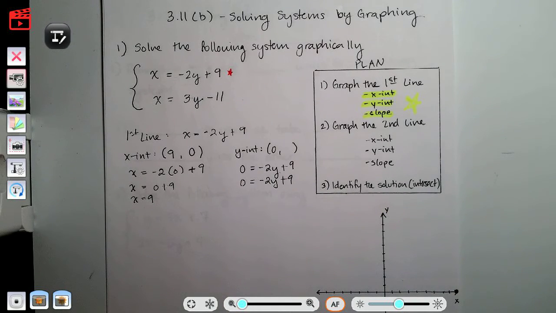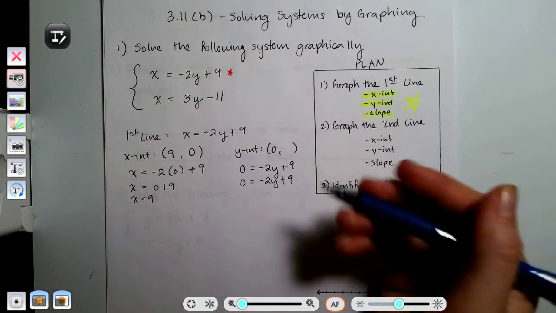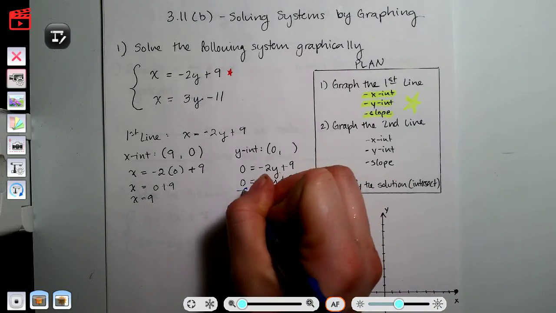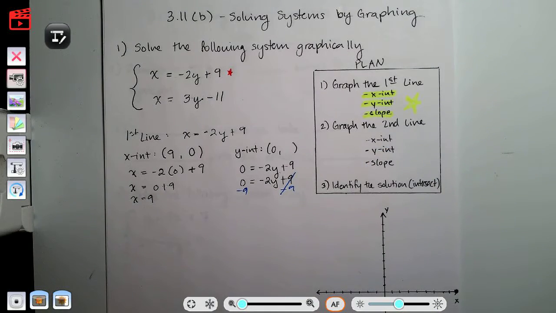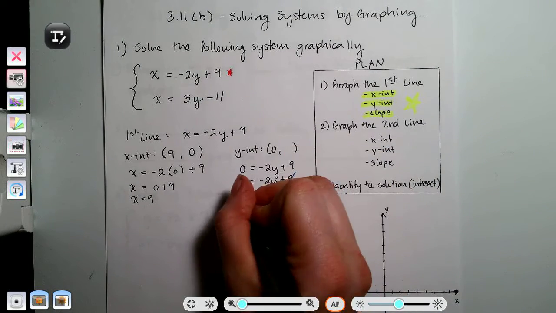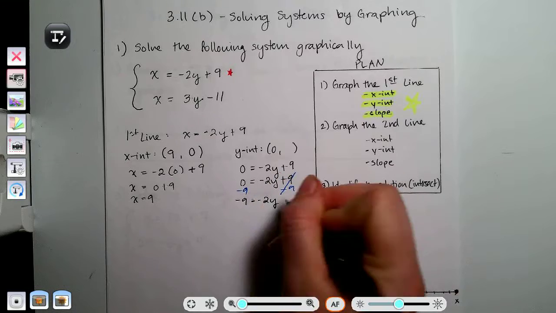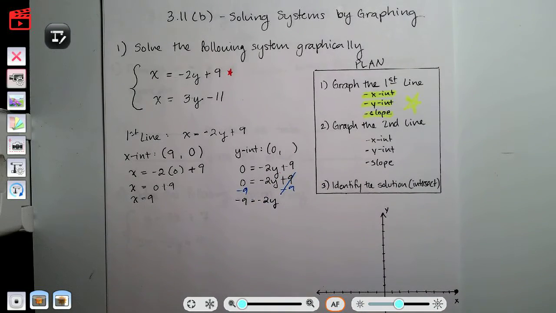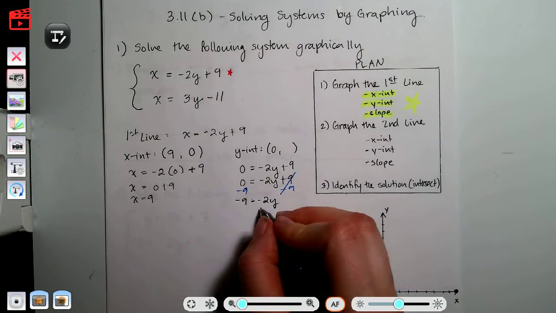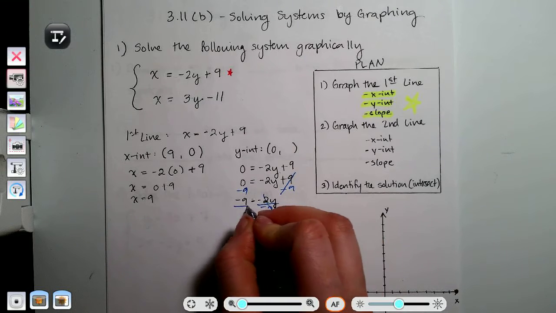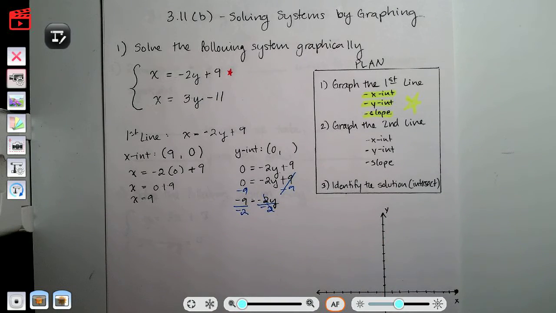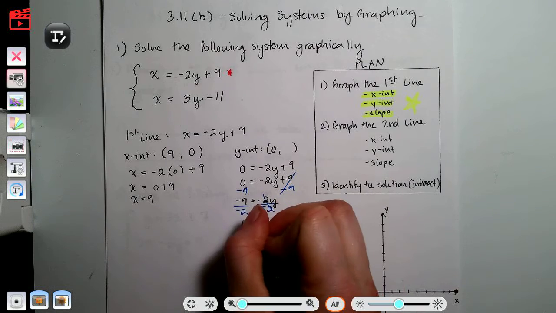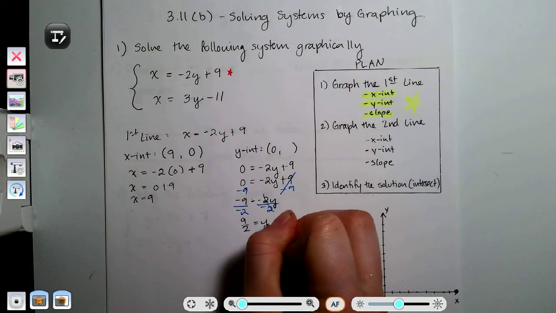Okay, so we're trying to solve for y. To do that, we need to get y by itself. So let's subtract the 9 from both sides. And then we have negative 9 equals negative 2y. To get y by itself, let's divide both sides by negative 2. Negative divided by negative, remember, that's a positive. So then we have 9 over 2 equals y.